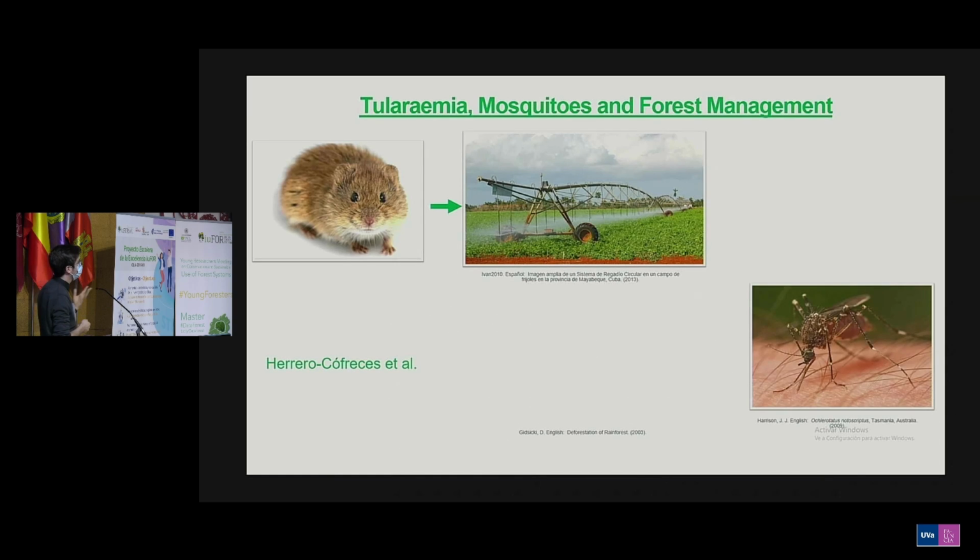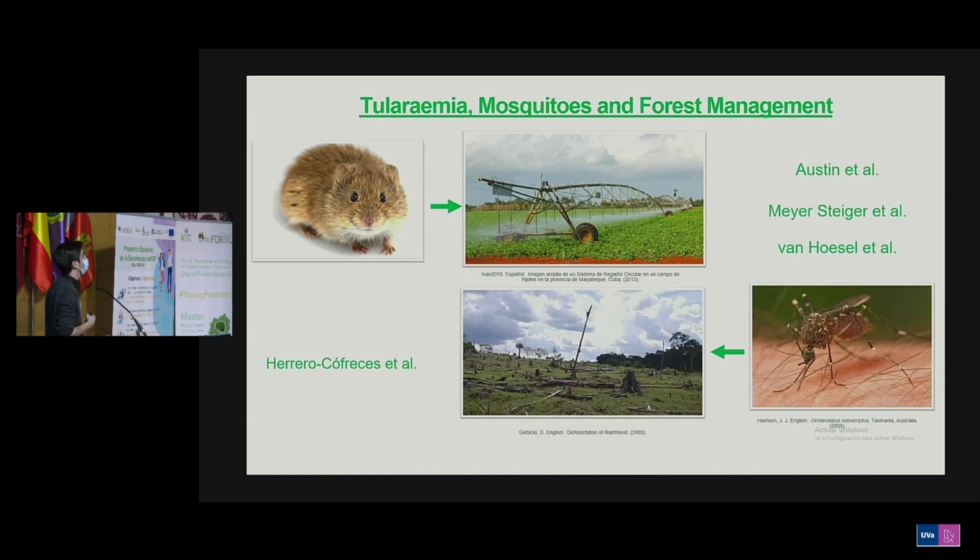Another example, this time with the mosquitoes, is that in the literature, a lot of studies talk about how the intensification of the use of forests or other things like deforestation increase the population of mosquitoes in those areas. So that means that probably these actions, deforestation and intense use of the forest, could, in the end, increase the prevalence of the disease.